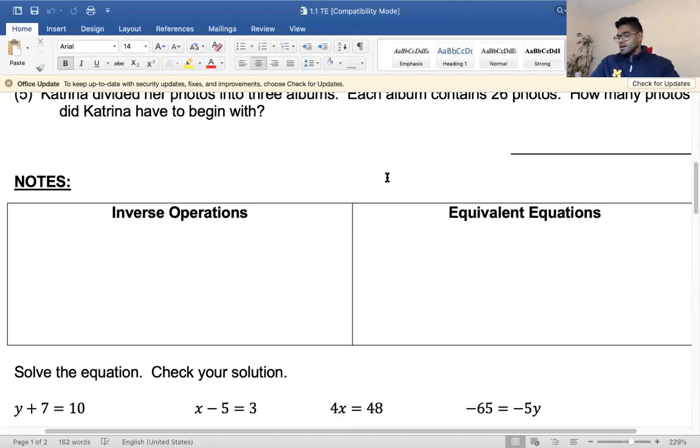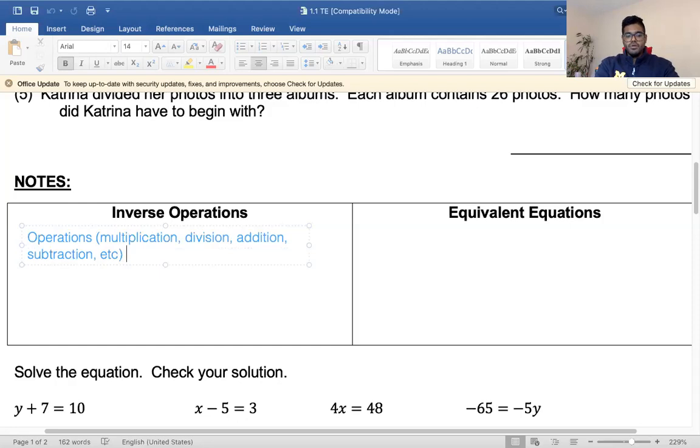Okay, so this leads to a couple of definitions here that we're going to have. So what are inverse operations? Inverse operations are just operations, which are stuff like multiplication, division, addition, subtraction. There's other ones, but for right now, I'm going to focus on those. That undo each other. Right? That's the most simple definition we can have, right? They're operations that undo each other. I'm just going to leave it at that, right? They undo each other, right?